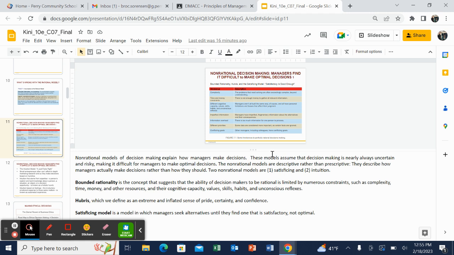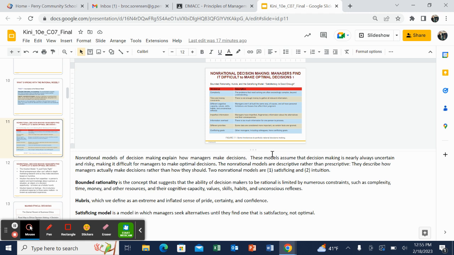And then we have a satisficing model. So this is the model where managers seek alternatives until they find one that is satisfactory, not optimal, right? And unfortunately, in the business world today, we deal with a lot of that. We're looking at the models that are going to be the most satisfactory and not necessarily the most optimal. So that is one of the two non-rational models.